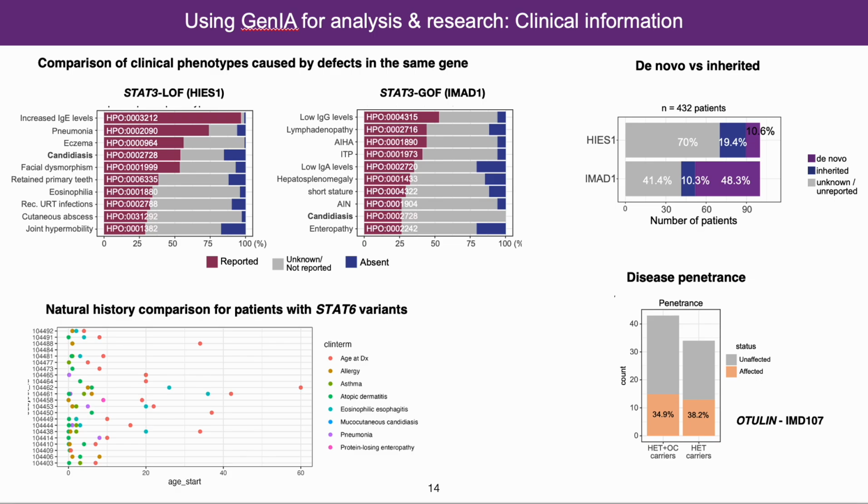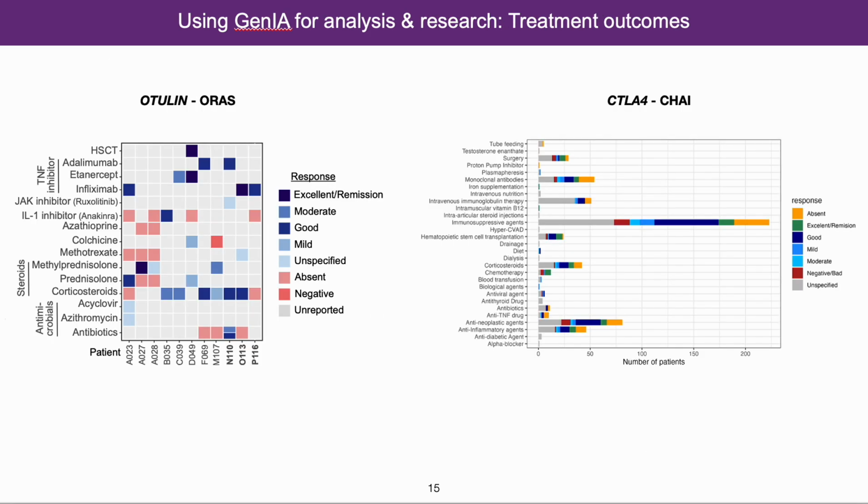Examples of how others have used GenIA for analysis and research are shown here. So some people might be very interested in what clinical phenotypes distinguish certain conditions from each other. Others may want to know what the proportion of de novo versus inherited mutations are for genetic counseling. Similarly with disease penetrance, or understanding on a more granular level the natural history of patients with specific diseases. We also provide information that enables you to rapidly see how patients have responded to different kinds of therapeutic interventions, whether that is small molecule therapies or any kind of management changes.